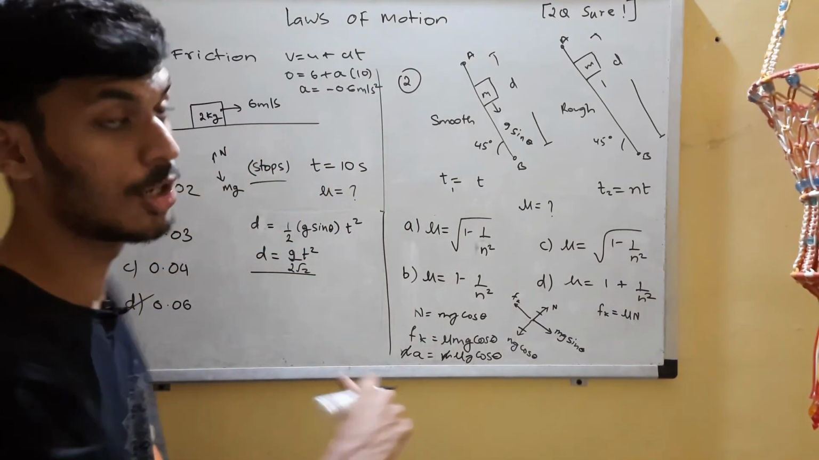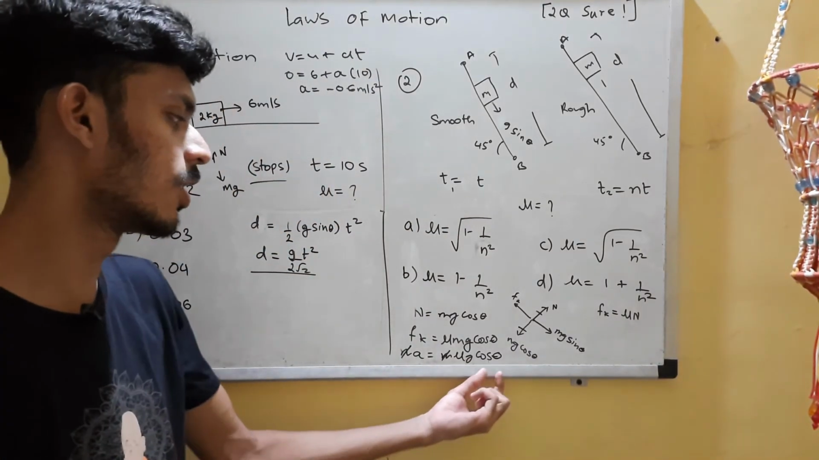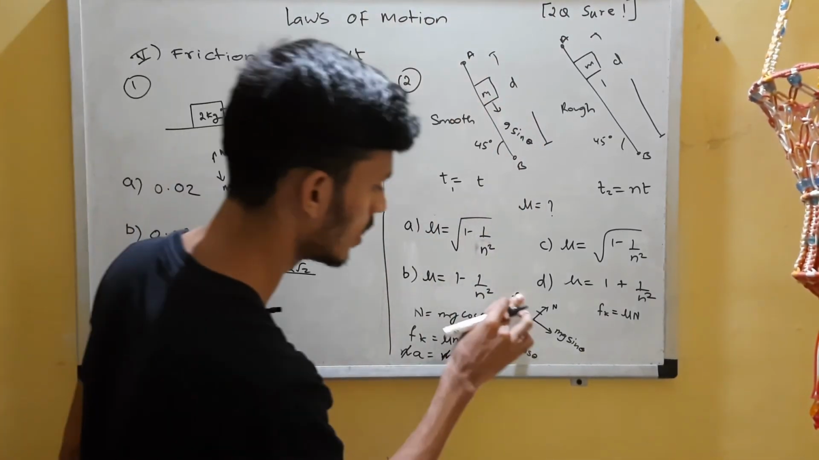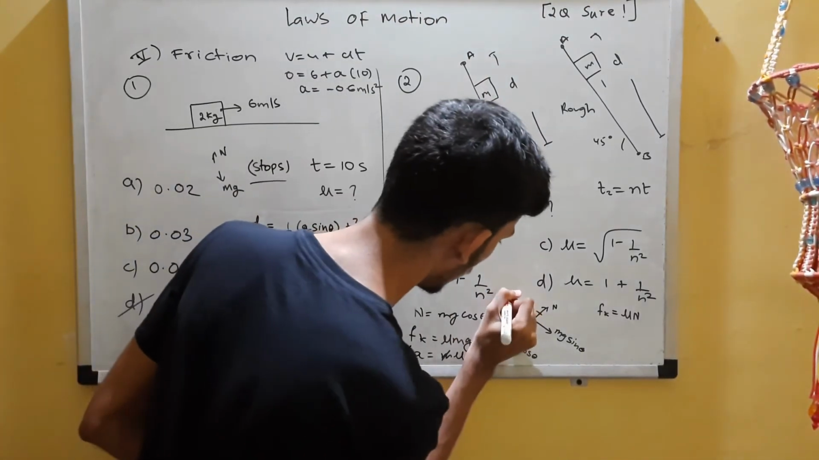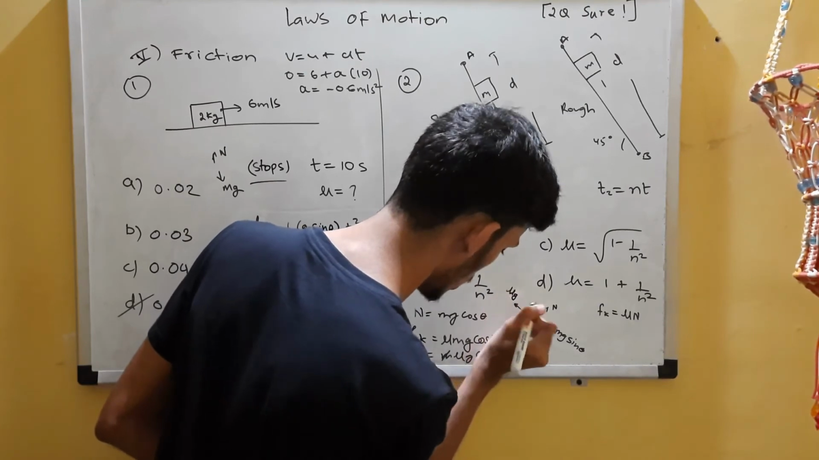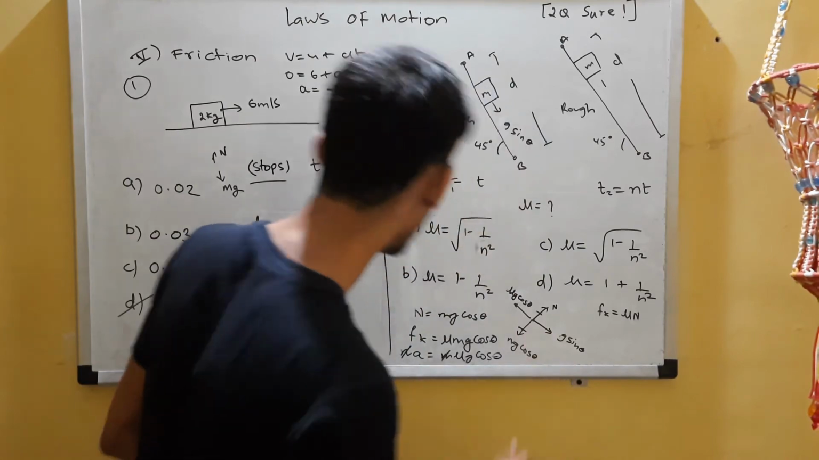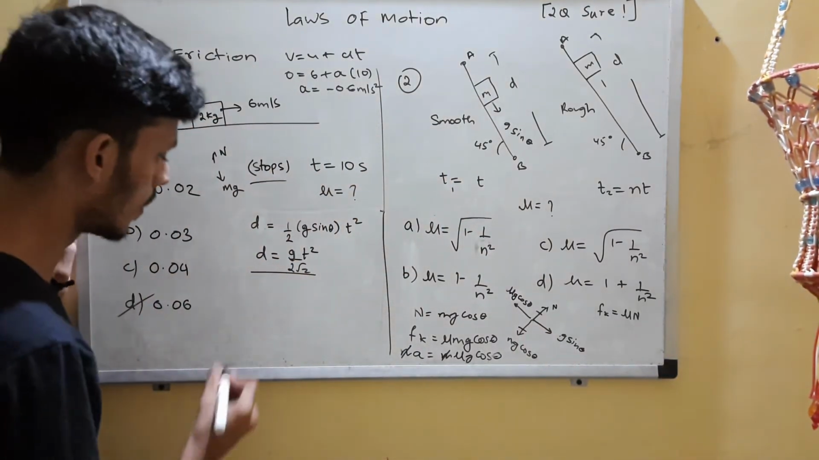So the acceleration due to the frictional force is mu g cos theta, and it acts in this direction, right? Friction is opposing, so here this acceleration is mu g cos theta. I'm just writing the accelerations now because I want the acceleration, right? Using s = ut plus half a t square.